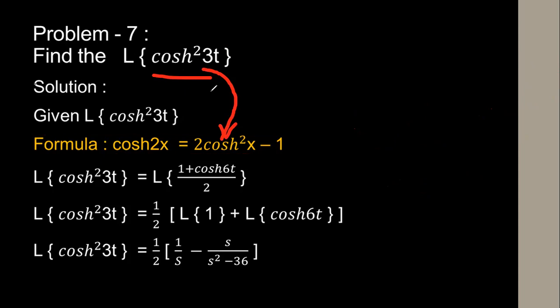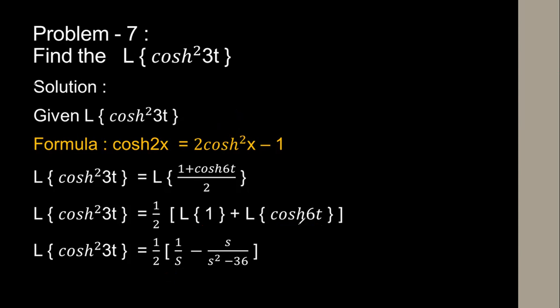Then apply the Laplace transform. The Laplace transform of this function is simplified as 1 plus cos h 6t by 2. Then again you have to apply the linearity property. By applying the linearity property, this 1 by 2 will be taken outside. Laplace transform of 1 plus Laplace transform of cos h 6t. What is the Laplace transform of 1? 1 by s.